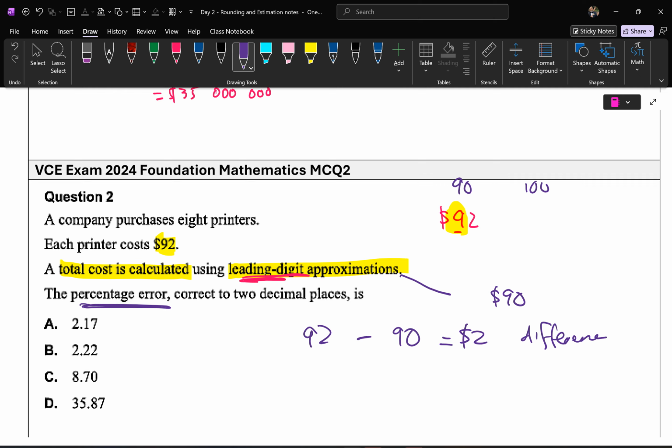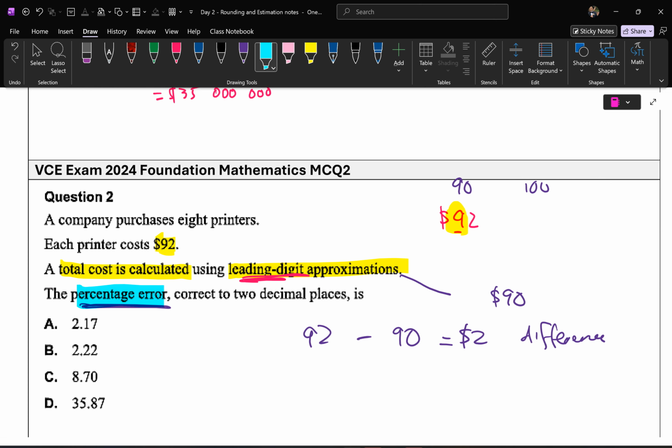Wouldn't you just add the 2 at the end of your calculations? Depends on how many you buy. So if you buy 10 of them or 8 of them, then now it's 8 times 90. You're losing $2 every time you buy a printer. That's very good. So what they're actually asking instead, though, is they're asking for a percentage error.